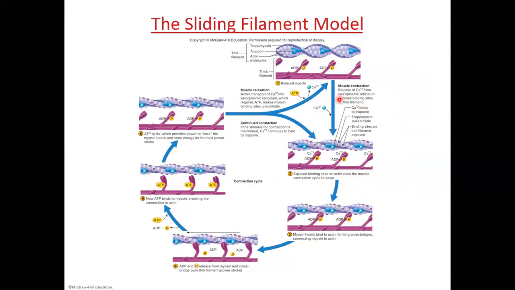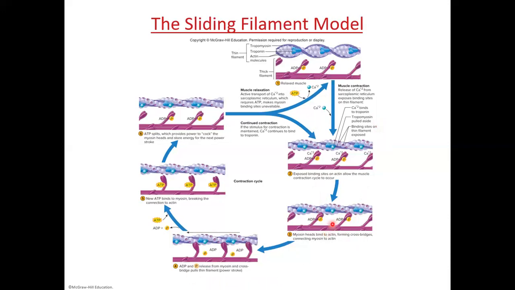The calcium ions are released, and then they bind to troponin, which causes the tropomyosin to be pulled aside as well, and the binding sites on the actin are then exposed, and then that attracts the myosin heads. So the myosin heads will attach to the actin binding sites and form what we call a cross bridge.